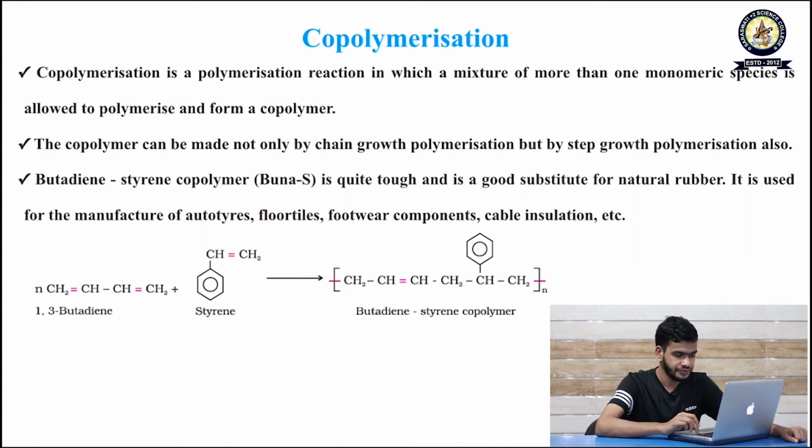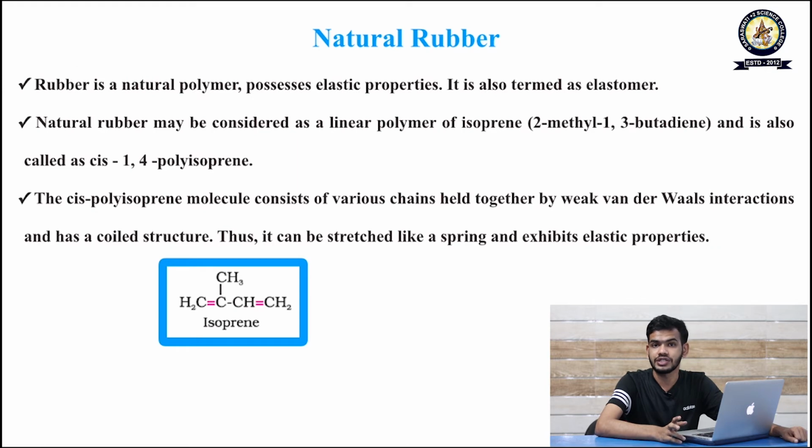Okay, now let us discuss the two types of rubber that are there: one is natural rubber and another is synthetic rubber. The first category of rubber is natural rubber, and this is found from the bark of the rubber tree. It is also termed an elastomer, and natural rubber is made from the monomer isoprene. The structure of isoprene I have given here, just see.